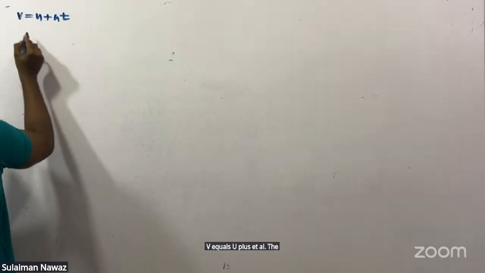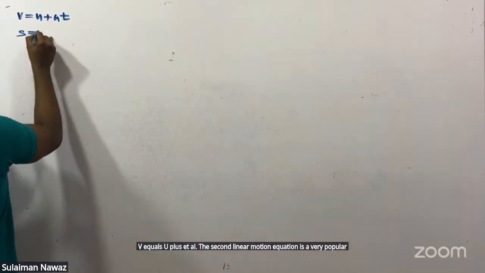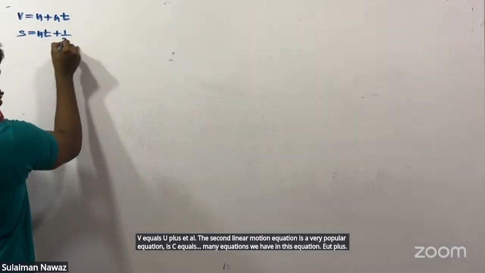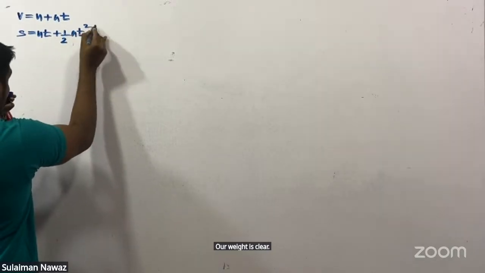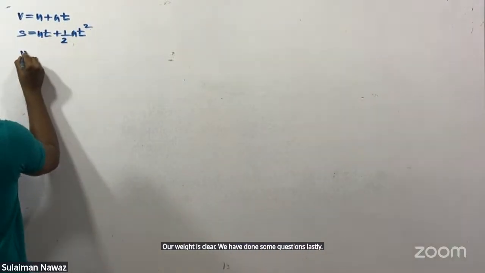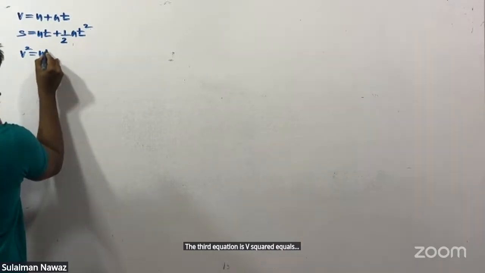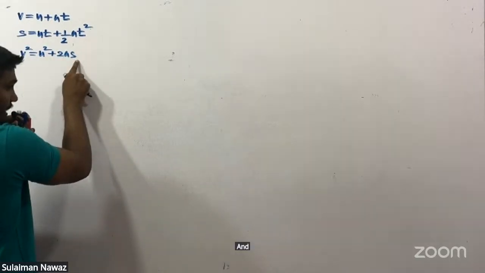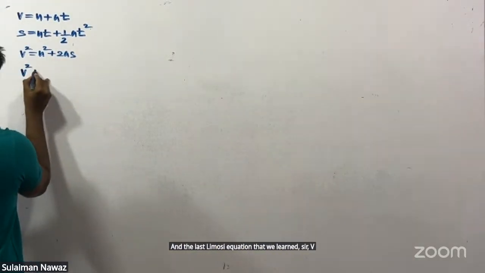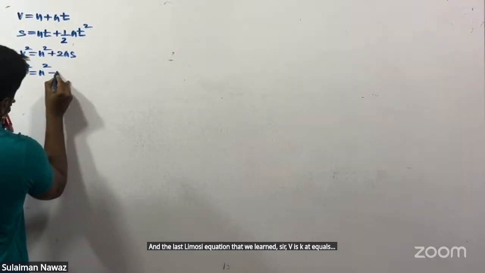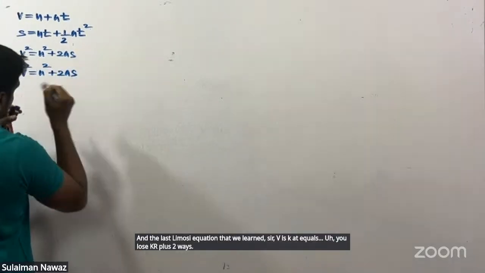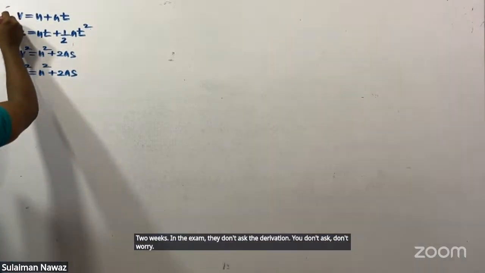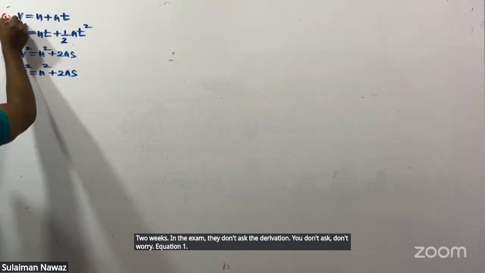The second linear motion equation is a very popular equation, S equals UT plus half AT squared. We have done some questions last day. The third equation is V squared equals U squared plus 2AS. In the exam, they don't ask the derivation, don't worry. Equation 1, equation 2, equation 3.